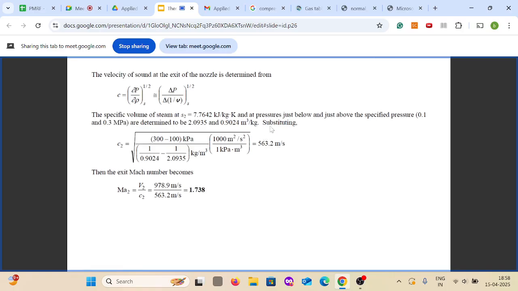So next is to find out the exit Mach number. Again the same process, we can find out the speed of sound. Speed of sound comes up to 563.2 meters per second. So the Mach number is 1.738.